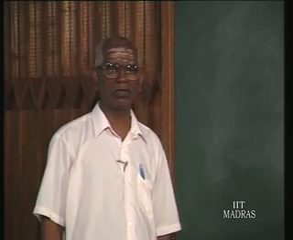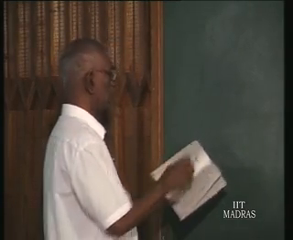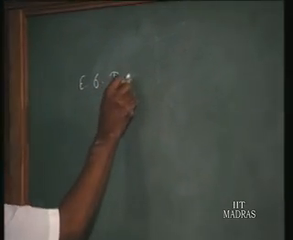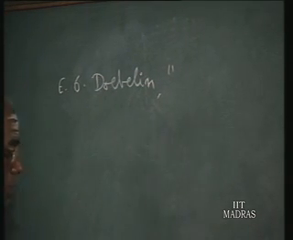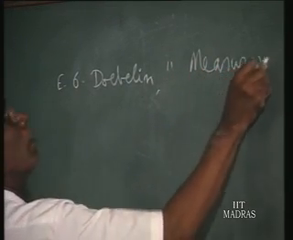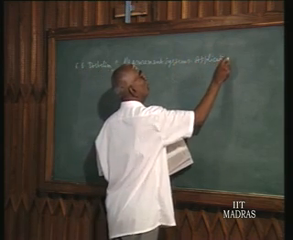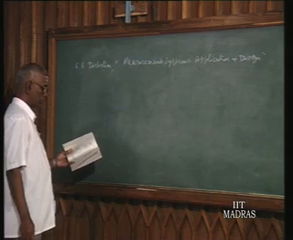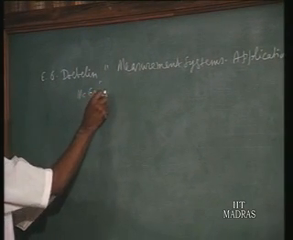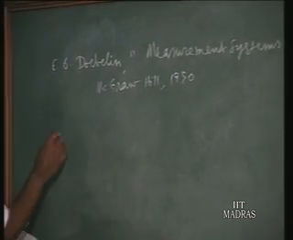The first and foremost book, which in our institute we call the Bible of Measurement, is by Doebelin, that is E.O. Doebelin. The title is Measurement Systems: Application and Design. There are various editions. The latest is McGraw-Hill, 1990.